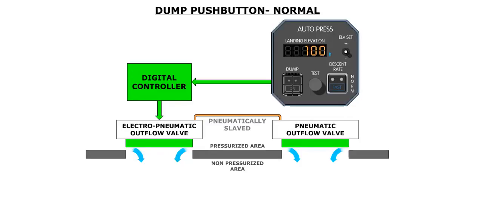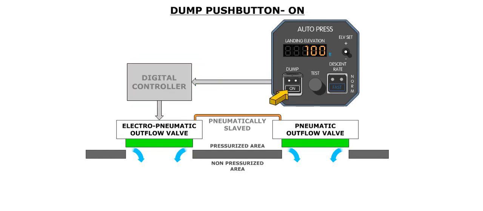The guarded dump push button on the automatic pressurization panel is used to dump the cabin pressure. In the released out position, the digital controller will operate normally. When the dump push button is pressed in, the digital pressurization controller will be disabled, and an electrical signal will fully open the electro-pneumatic valve. In turn, this will cause the pneumatic outflow valve to fully open as well, and the cabin pressure will be dumped. When pressed in, the white on caption illuminates in the push button. The dump mode is only available in the automatic mode.